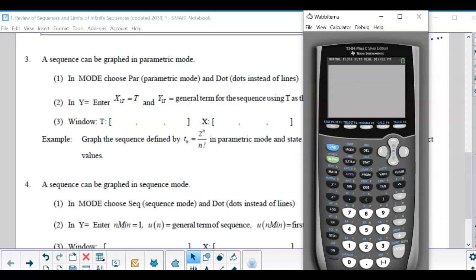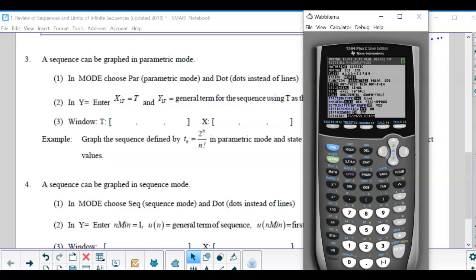Well, there's probably more than this. You could use a list and put in the formula that way. But to do a sequence, you go to your mode key. If you look down to the line that has function, that's our normal calculation. We're going to choose parametric mode and then graph with dots.